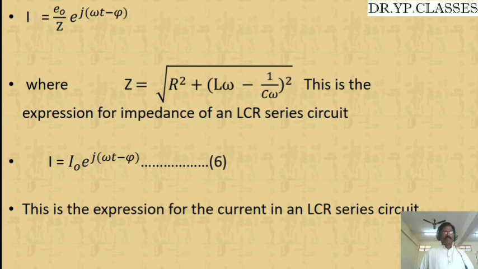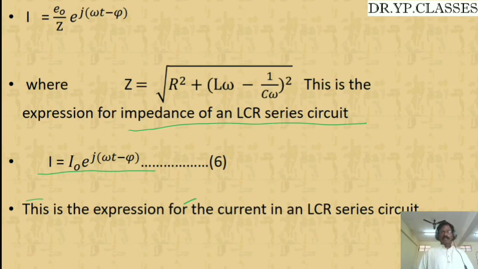And I is equal to E by z into E to the power of j into omega t minus phi, where z is equal to square root of R square plus L omega minus 1 over C omega square, and this is the expression for the impedance of the LCR series circuit. And current is given by I is equal to I naught e to the power of j into omega t minus phi. This is the expression for the current in the LCR series circuit.